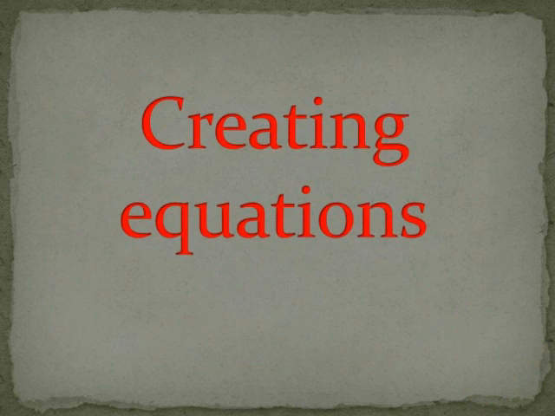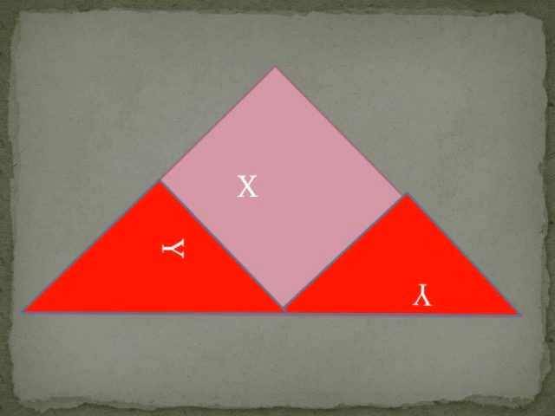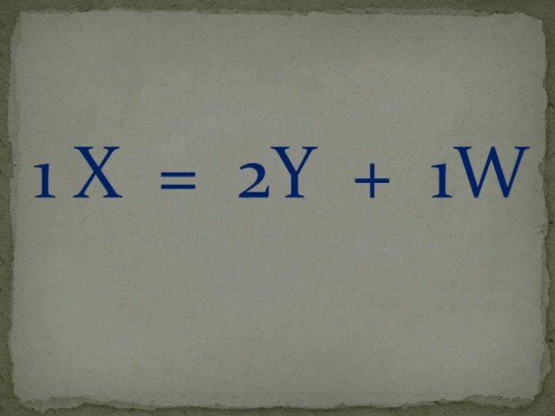Now, it's time to create equations. Any piece of the tangram could be used to create an equation, and in order to do that, it's necessary to find one or more pieces that together form the same shape. First equation: is one large triangle equal to 2 small triangles and 1 square? The answer can be found by placing all the pieces of the right side on top of the piece of the left side. And the answer is yes. 1x is equal to 2y's plus 1w.